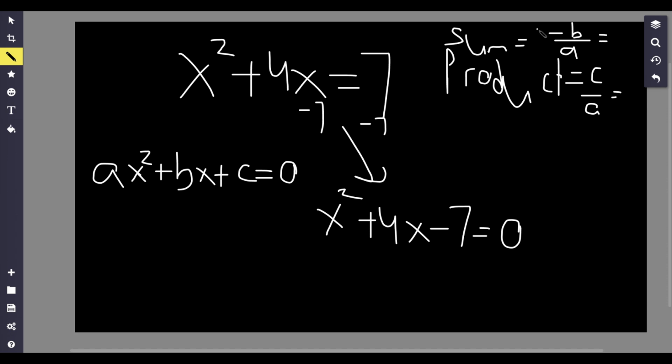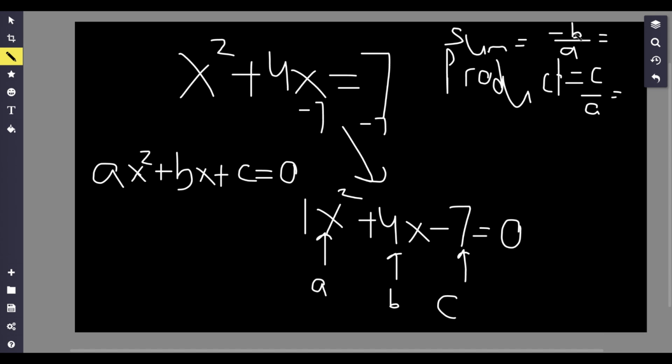For the sum of the roots, we know that b is equal to 4. We know that a is equal to 1, right? If there's nothing in front of the x squared, there's just an invisible 1 in front of it. And we know that the c value is equal to -7, right? c is equal to -7.